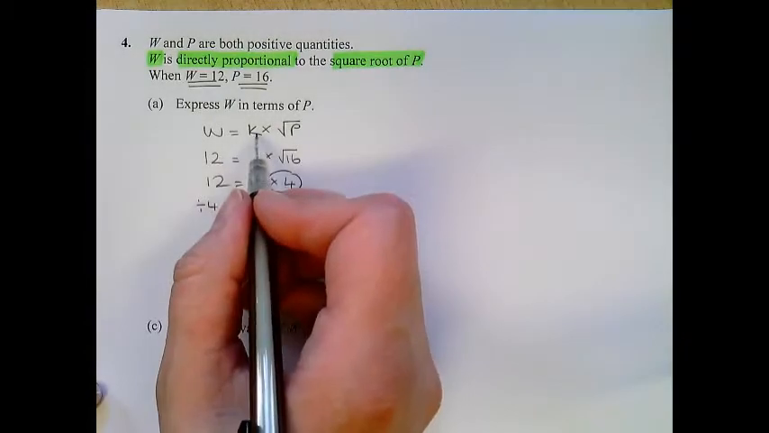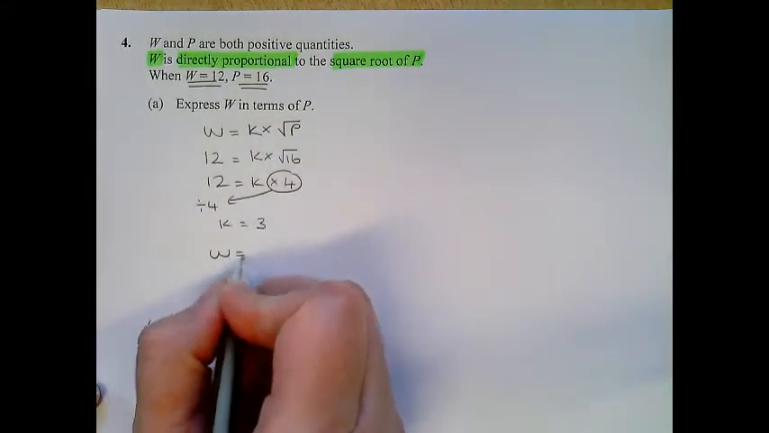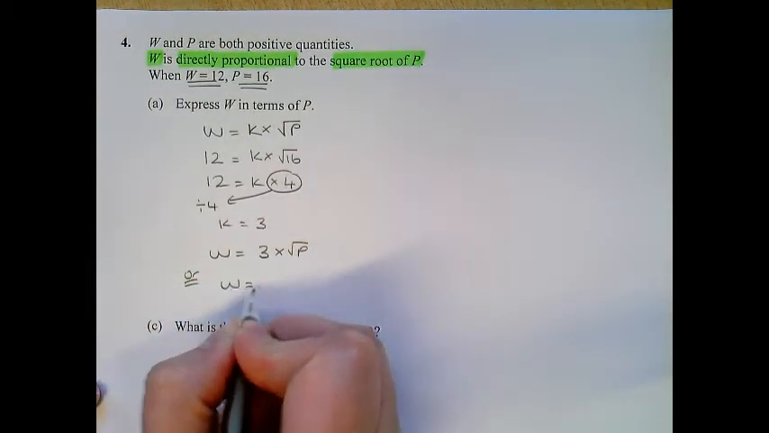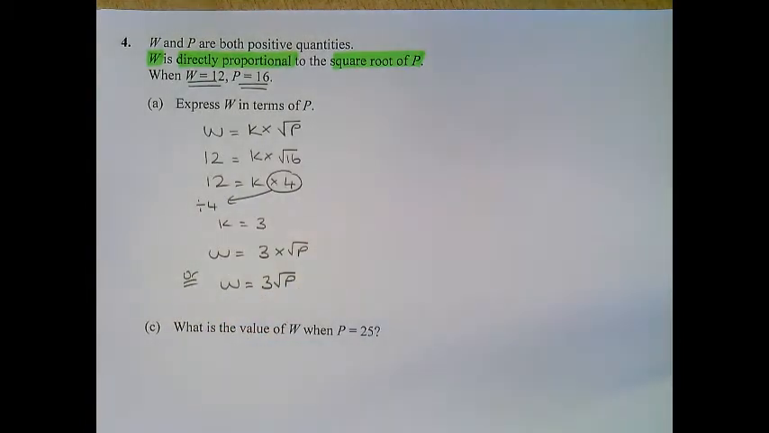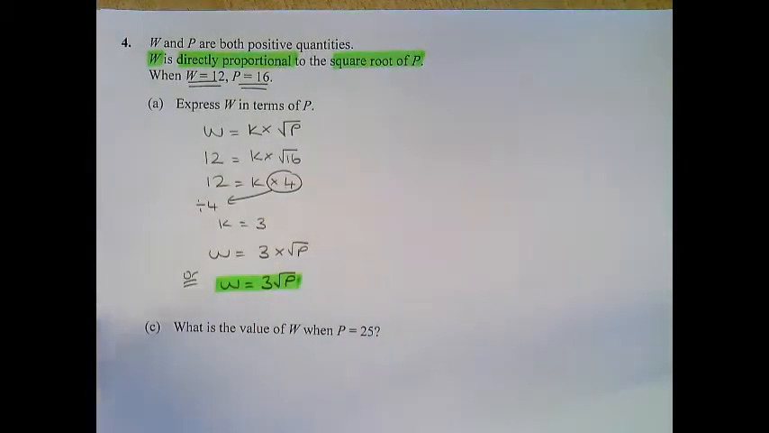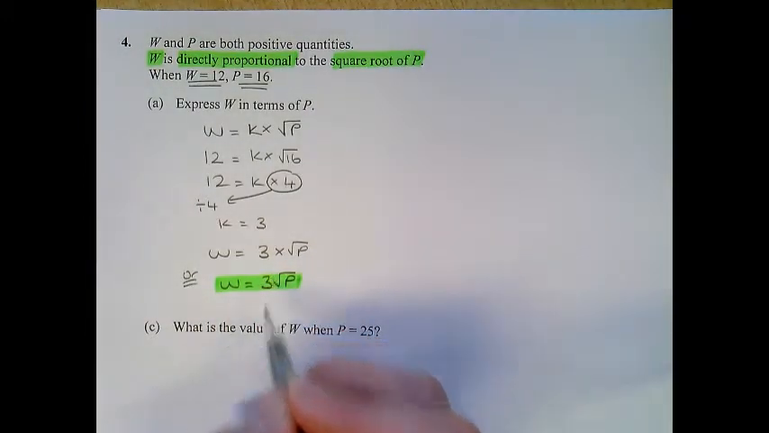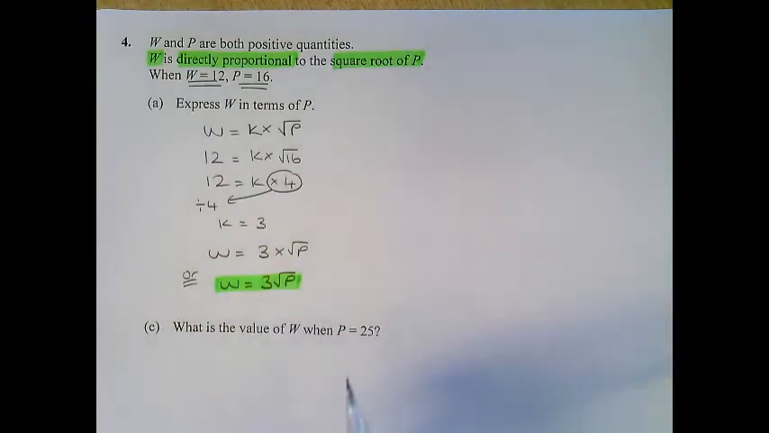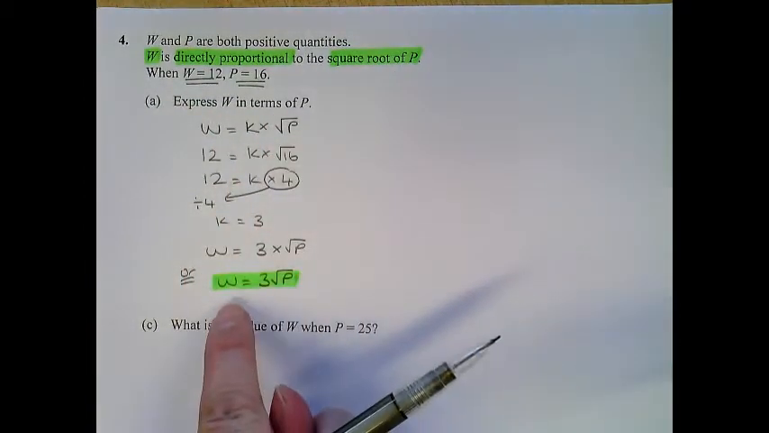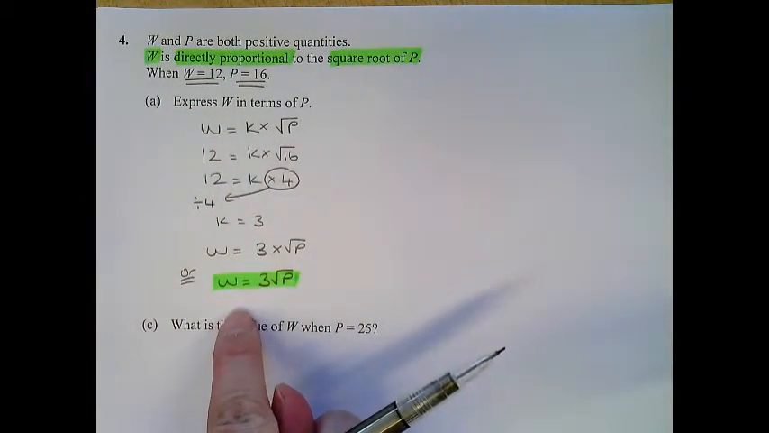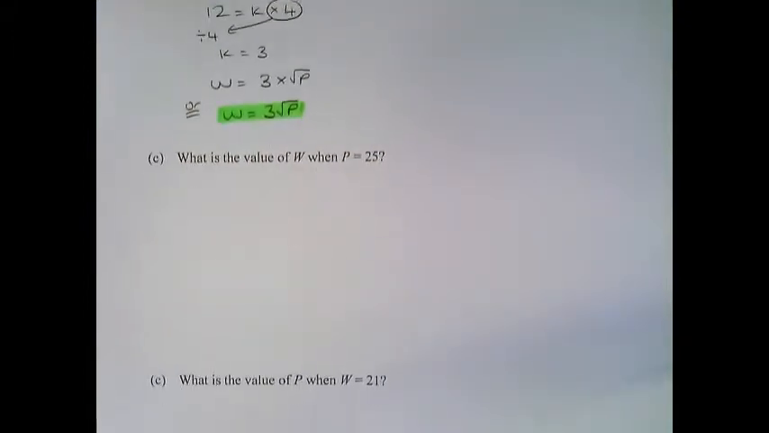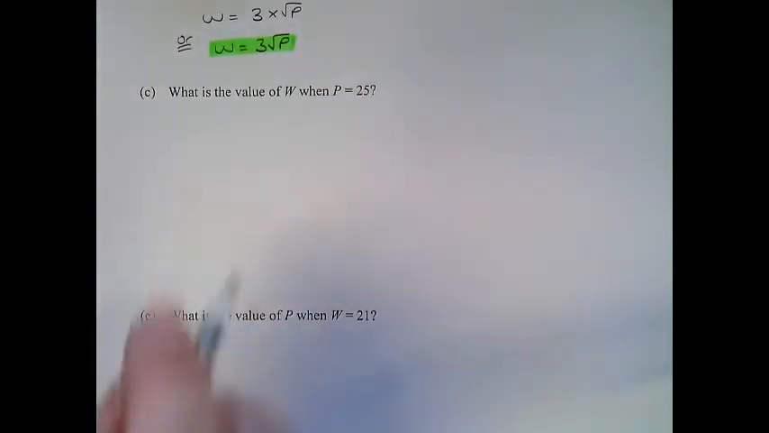And now put 3 back in here instead of the K. So W equals 3 times the square root of P, or leave the multiplying sign out and write it as W equals 3 root P. That's not the cube root of P, that's not a wee tiny 3 there. It's 3 times the square root of P. So that's express W in terms of P. That's just another way of saying work out an equation involving W and P.